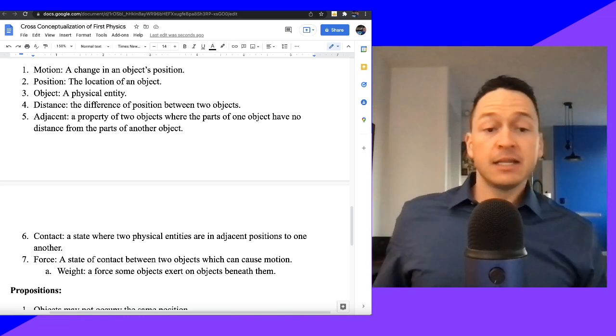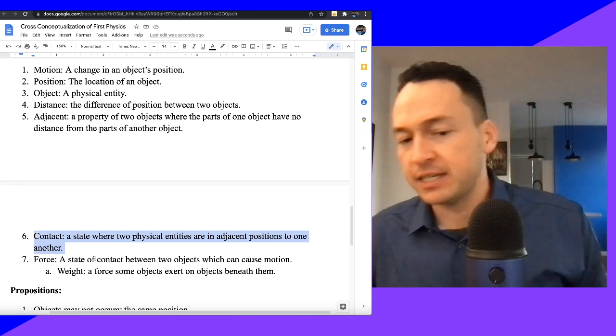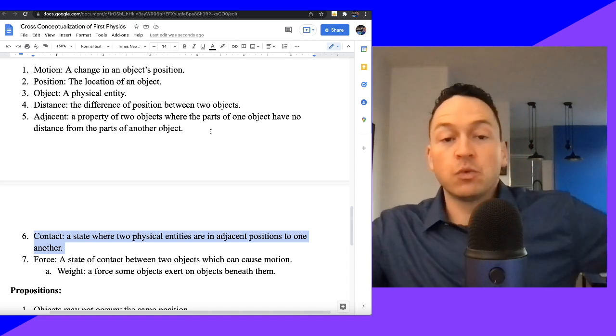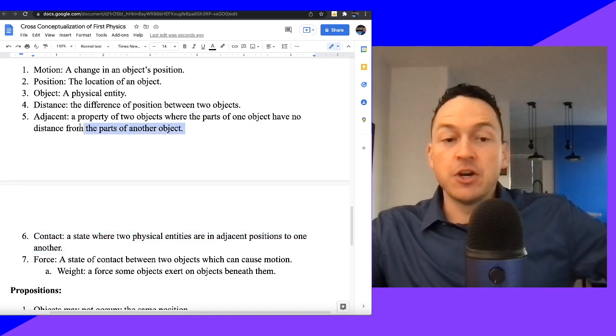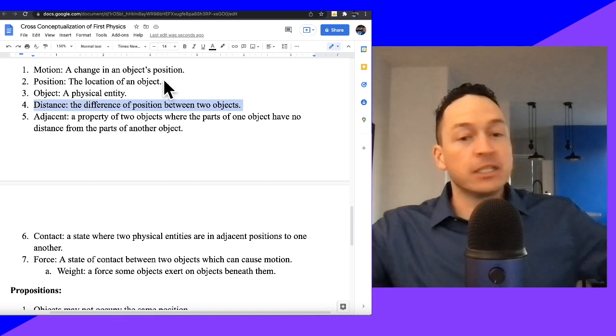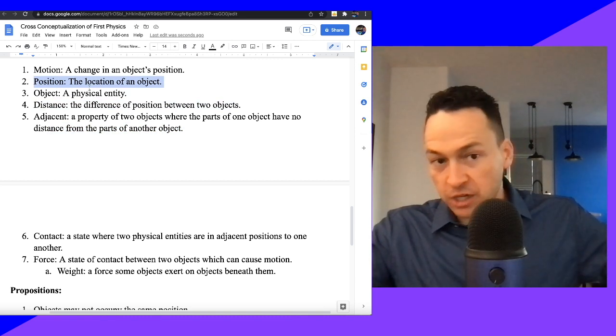Touching. Do we need touching? Touching is contact. What's contact again? It's a state where two physical entities are in adjacent positions to one another. What's adjacent? It's when they have no distance. Fine. What's distance? It's a difference in position. Okay, this is looking pretty sweet. So what's position? It's the location of an object.